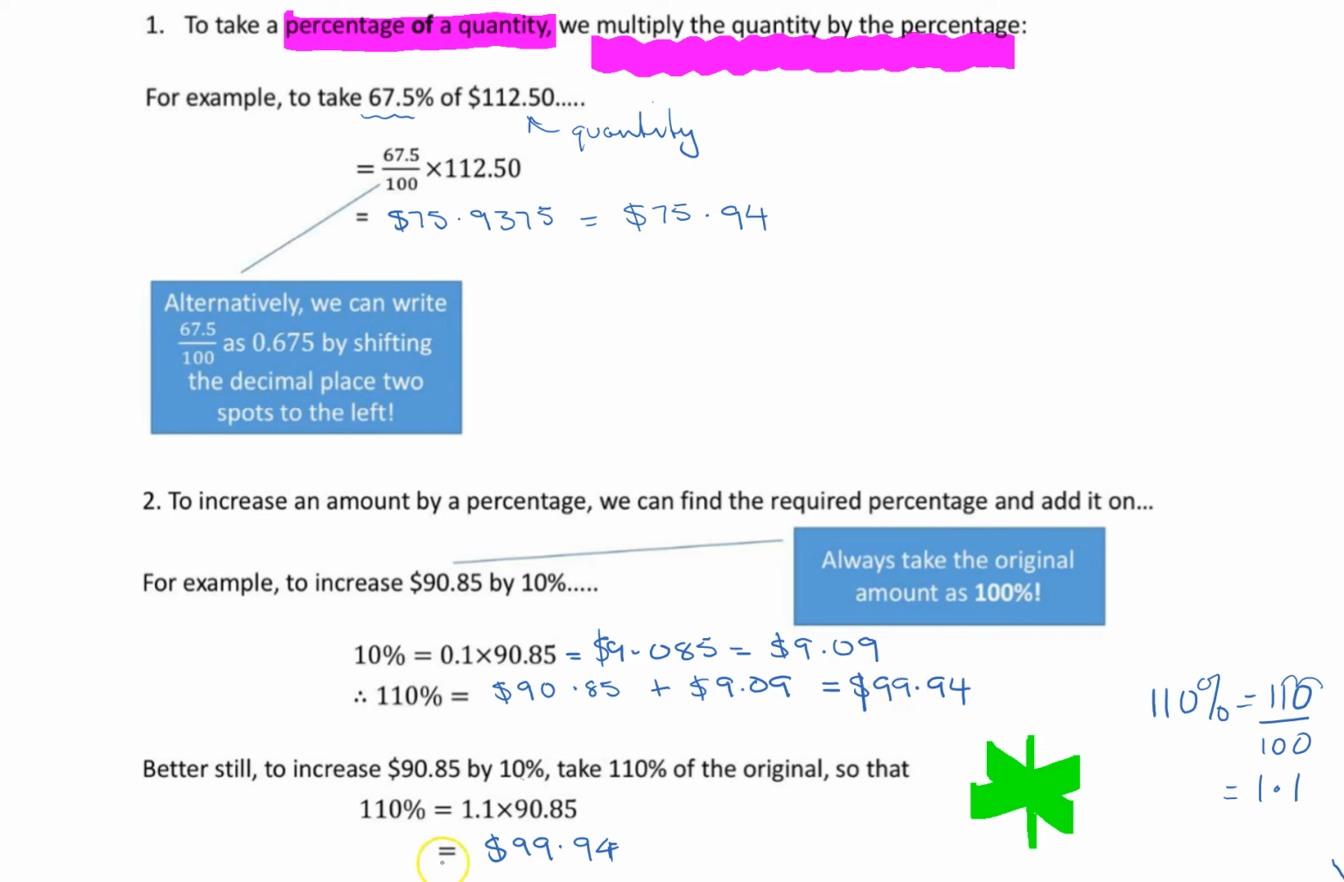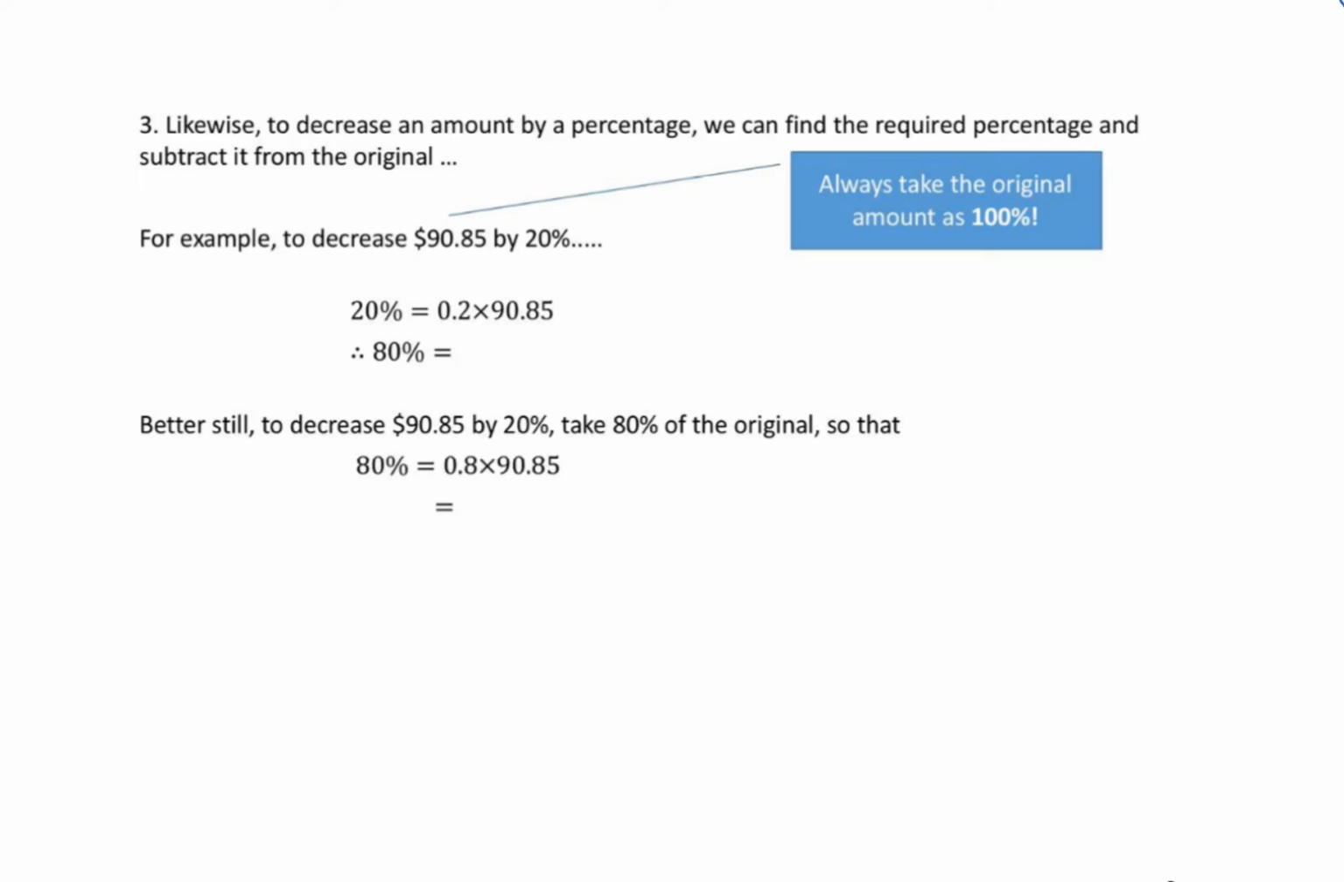The advantage of this shortcut is it's a shortcut. We're really only doing one calculation. Here we're doing 2 calculations: we're finding how much to increase it by, and then we're adding it on. I guess the more steps, the more likely you are to make a mistake. You can see there's a similar situation.